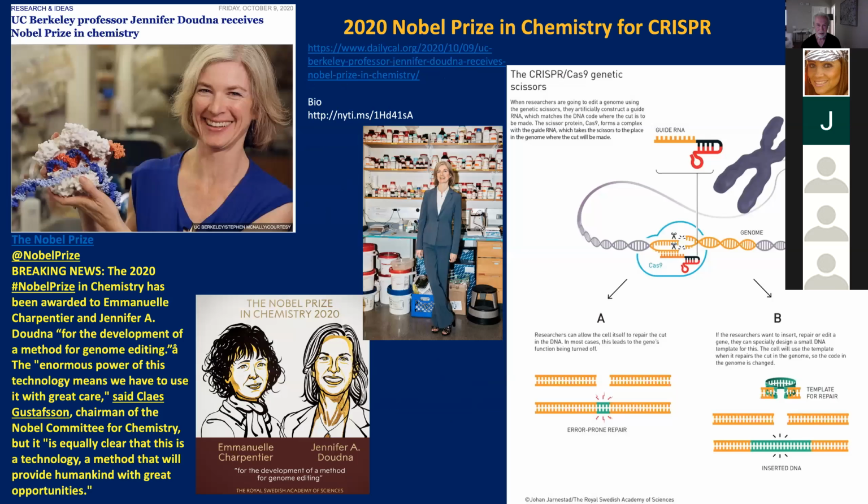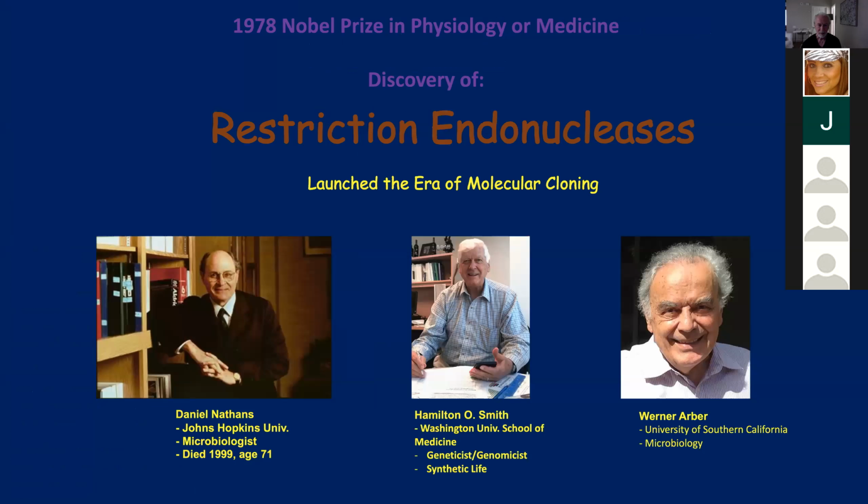Now this, just to remind you, is the Nobel Prize for CRISPR. We talked about that last time, so I won't take time to say anything more about that. But to talk about another Nobel Prize in physiology or medicine in 1978, it was won by these three individuals for discovering restriction endonucleases. Restriction endonucleases were totally unexpected, a big surprise.